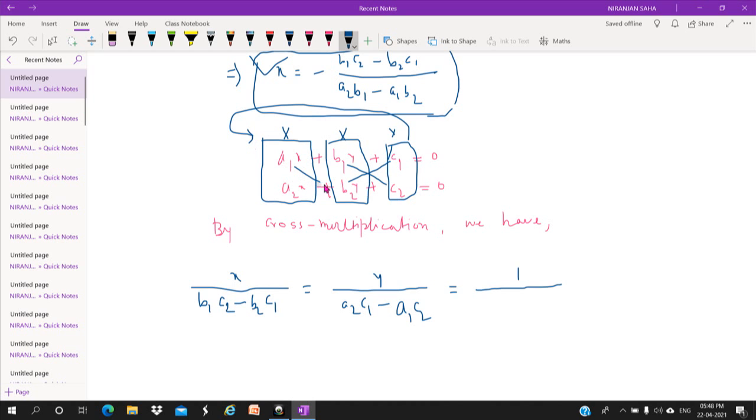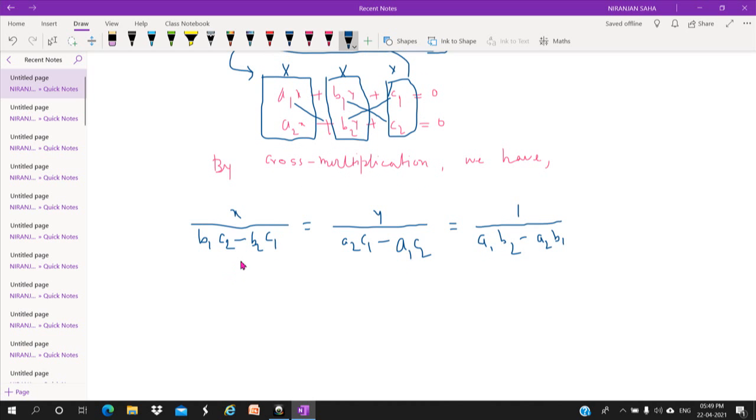So the cross multiplication will be a1 b2 minus a2 b1. This is the cross multiplication. You can very easily evaluate x and y through solving the first comparison and then the second comparison.